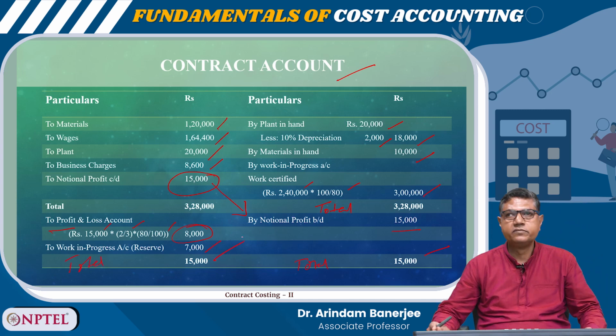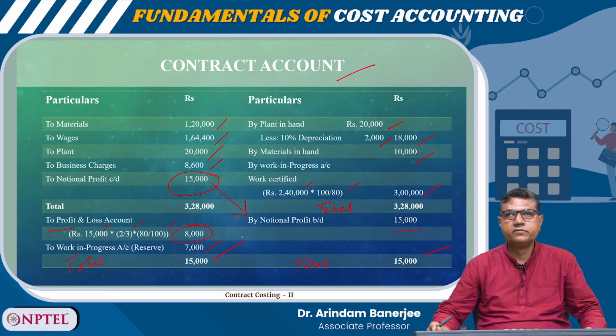Now, another illustration, illustration 2. From the information given below relating to an unfinished contract, ascertain the profit on work certified. All figures are in rupees. So, what is the information given?